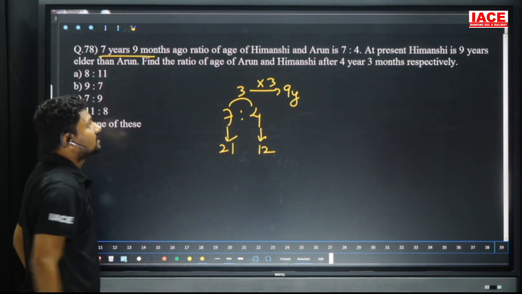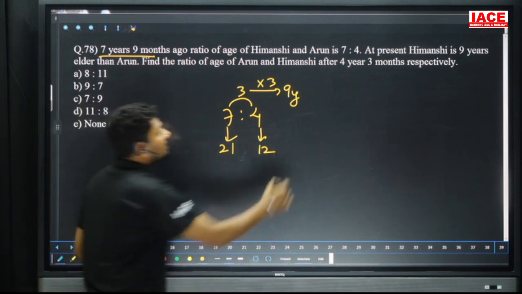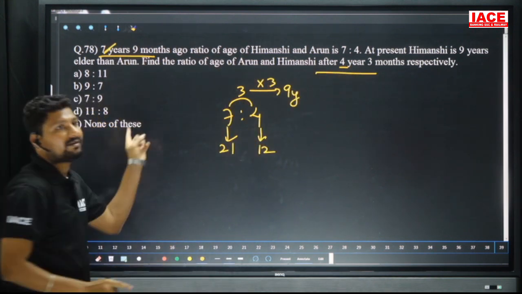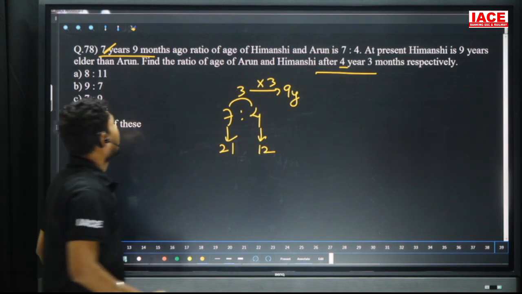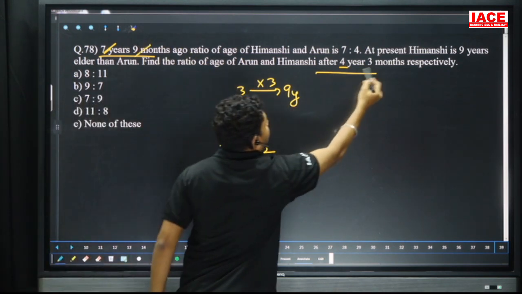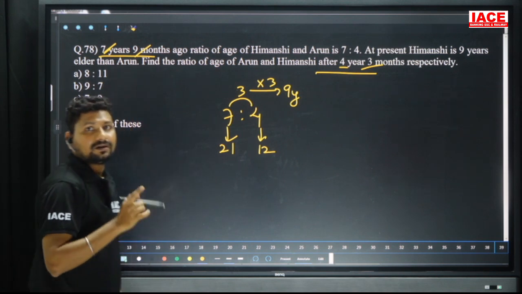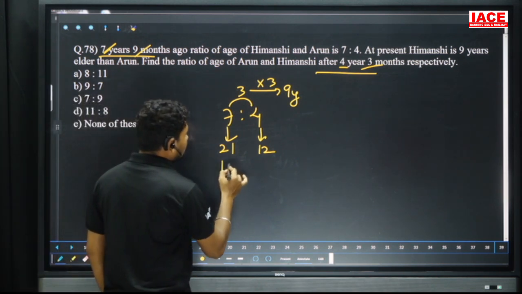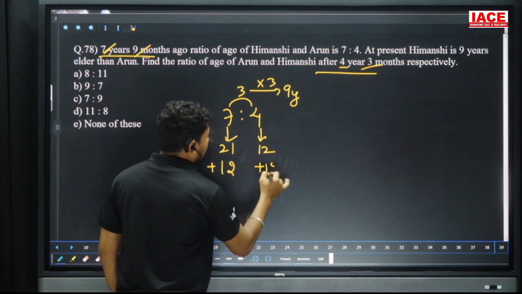This is how many years ago? 7 years 9 months. But they are asking after 4 years 3 months. So 7 plus 4, we should add 11 years, and 9 plus 3 is 12 months. 12 months means again 1 year. 1 year plus 11 is 12 years. Totally we are adding 12 years. What answer will you get?